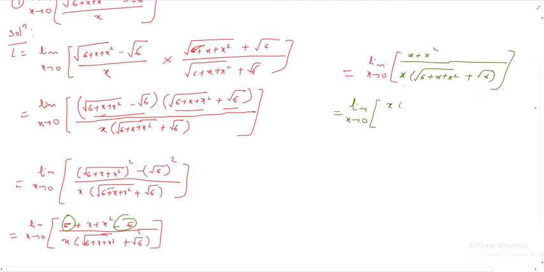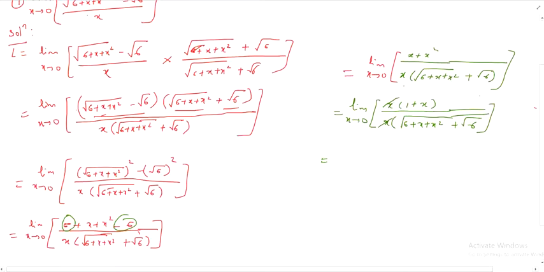Here we can take x common. So inside the bracket we get 1 plus x, as x is removed from the numerator and in the denominator, upon x into the other bracket, root of 6 plus x square and again plus root 6. Now this is our required answer.